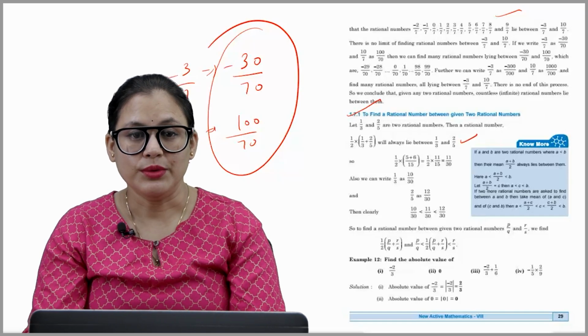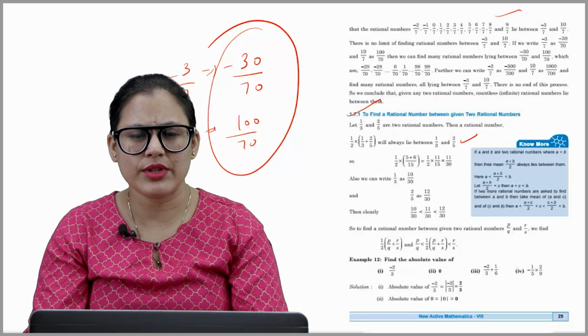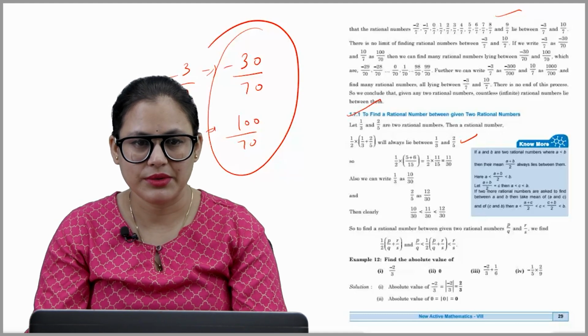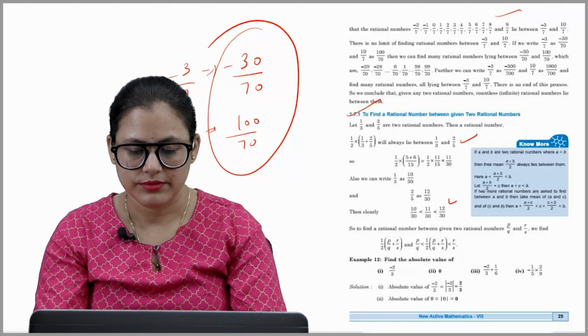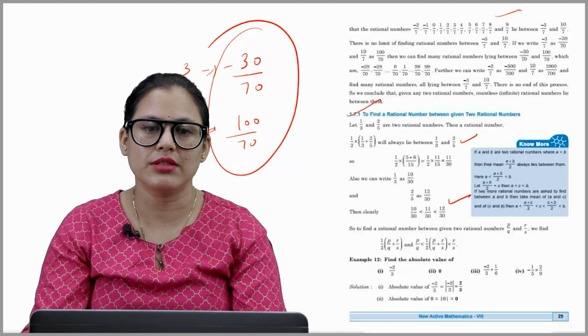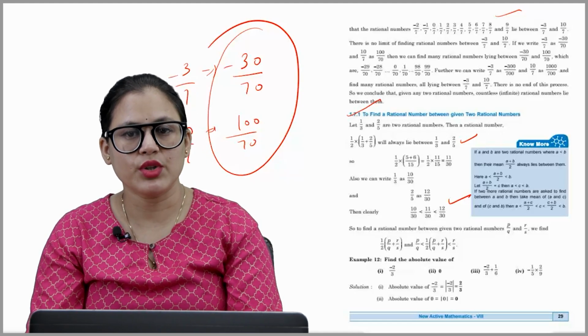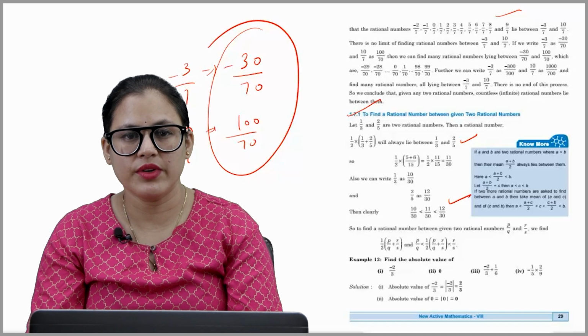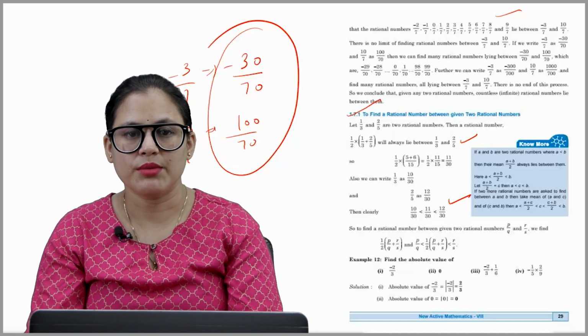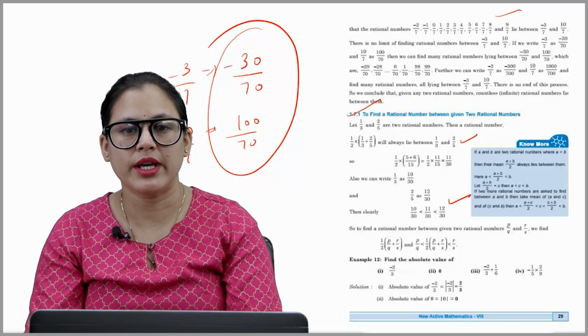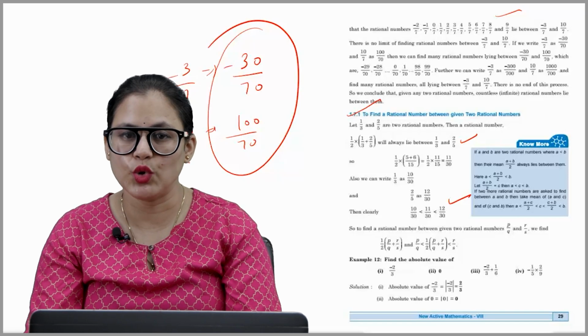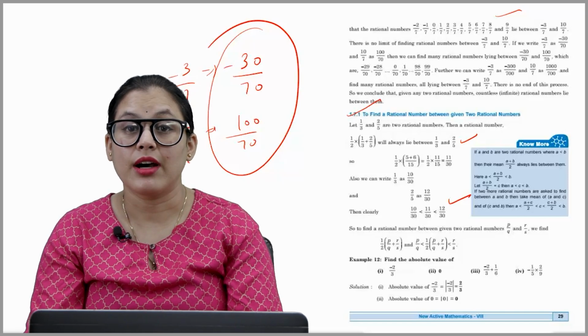Okay. So also we can write 1 by 3 as 10 by 30, right? So then clearly 10 by 30 is less than 11 by 30 and 11 by 30 is less than 12 by 30. So to find a rational number between given two rational numbers p by q and r by s, we find 1 by 2 in brackets p by q plus r by s, and p by q is less than 1 by 2 in brackets p by q plus r by s, which is less than r by s.